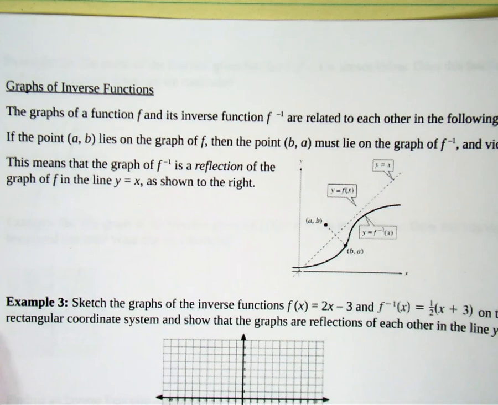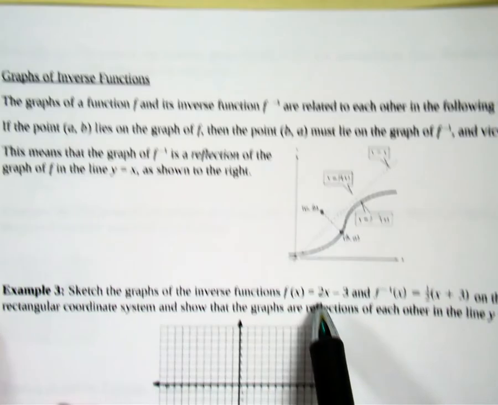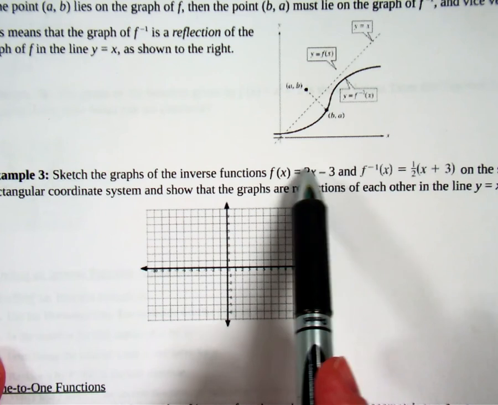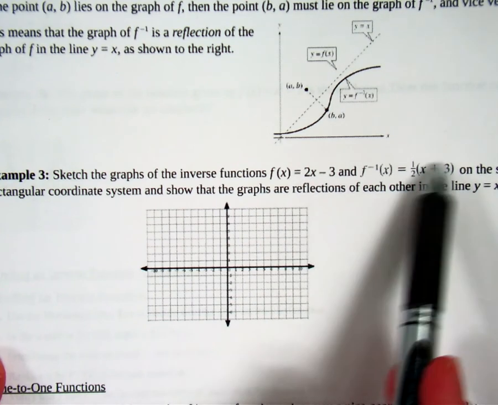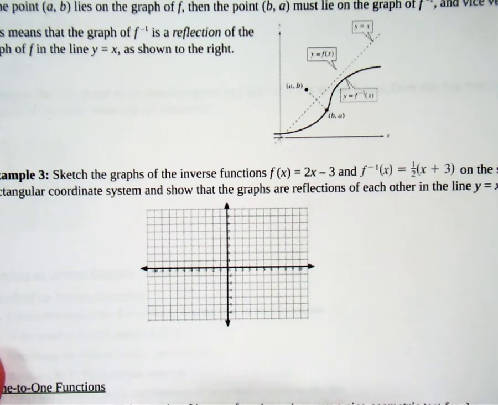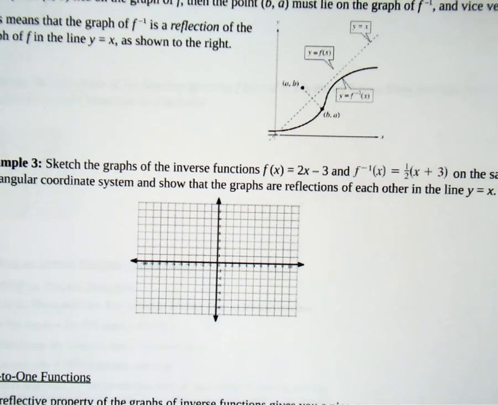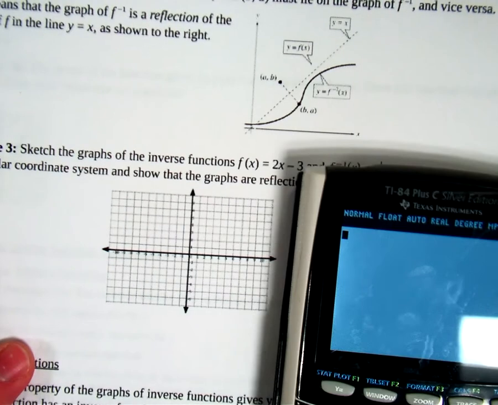Sketch the graphs of the inverse functions 2x minus 3 and half times x plus 3. So again, 2 times x minus 3, so x plus 3 times a half, or divide by 2. And that's in parentheses, so that's going to both, so that's the same thing there. Instead of graphing them on this paper, guys, we're just going to graph it on the calculator, and we'll see what the difference is and how they look.